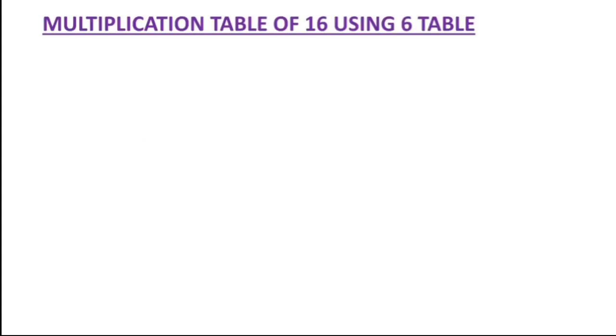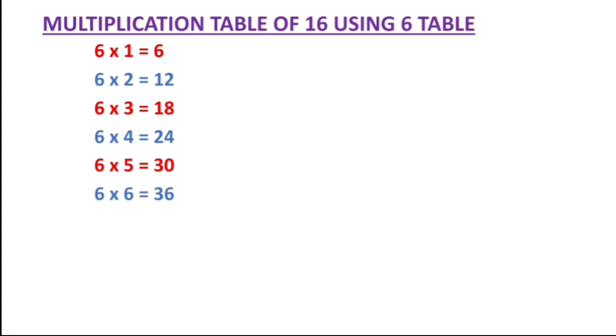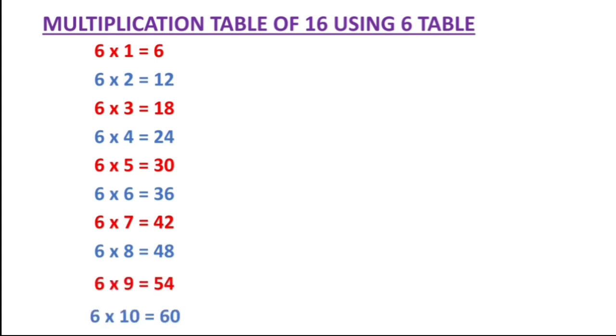We will write the multiplication table of 16 using the 6 table. We are going to use the same technique. So let us write the 6 table first. In 16, 6 is in the ones place. So we will write the 6 table. 6 ones are 6, 6 twos are 12, 6 threes are 18, 6 fours are 24, 6 fives are 30, 6 sixes are 36, 6 sevens are 42, 6 eights are 48, 6 nines are 54, 6 tens are 60.